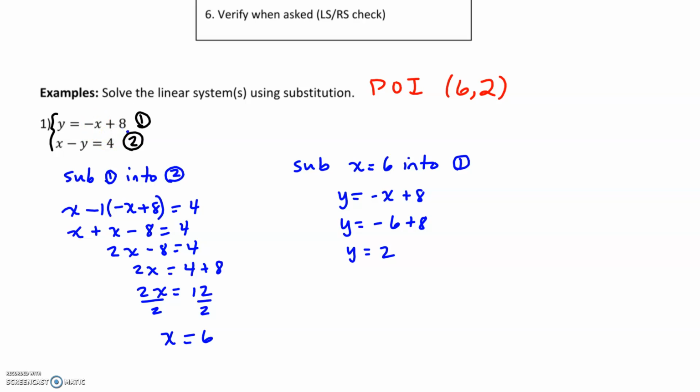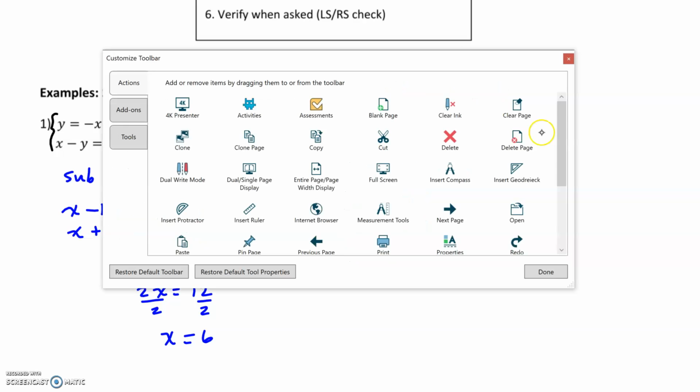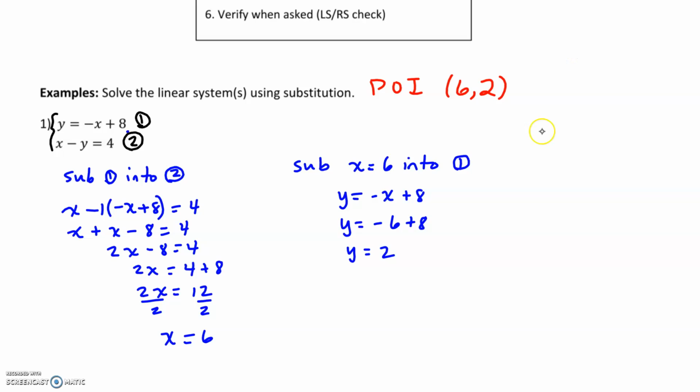So what I'm going to do now is a check to see if I did it right. So for my check, we'll do it over here. We're checking if (6, 2) is the POI. So let's start by checking equation 1.